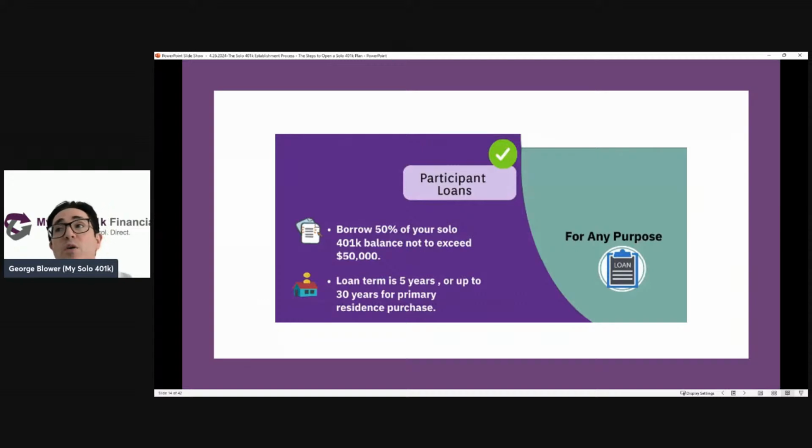The terms of the loan are that you could borrow up to 50% of your solo 401k balance, not to exceed $50,000, right? It has to be paid back in monthly or quarterly payments, equal payments of principal and interest, with those payments spread over a 5-year term. Now, the term of that loan could be extended up to 30 years if the proceeds of the loan are going to be used to buy your primary residence. So we can also accommodate that type of loan. So expand the amortization table, the repayment schedule to match the underlying mortgage, right? 15 years or even 30 years.